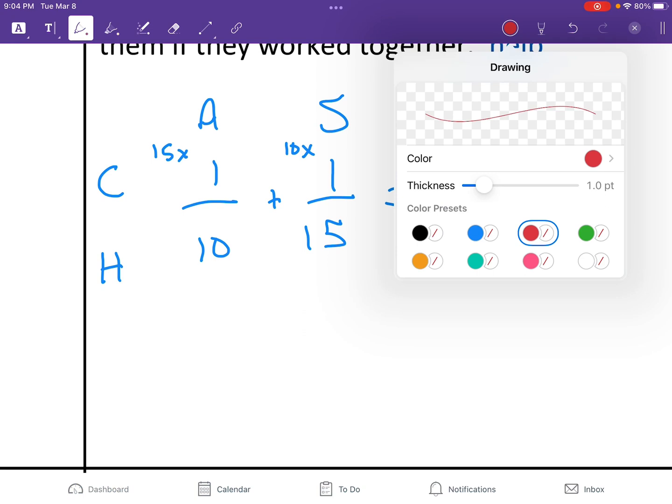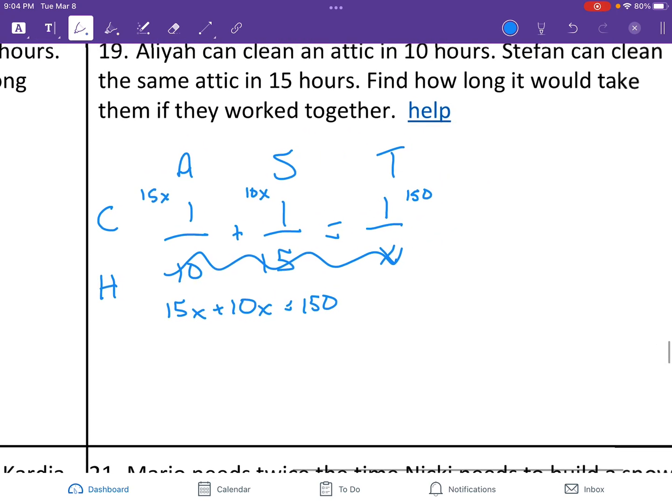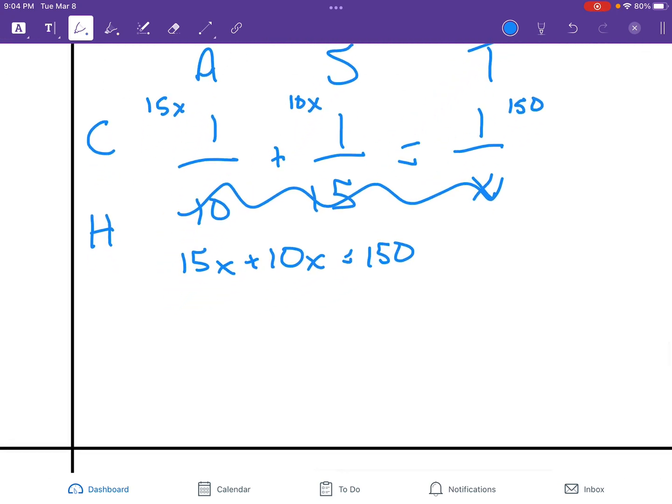Anyway, continuing on. So now we have what was missing. We can get rid of the bottom. We have 15x plus 10x equals 150. So now we get 25x equals 150. 150 divided by 25 is going to be 6. 6 hours.